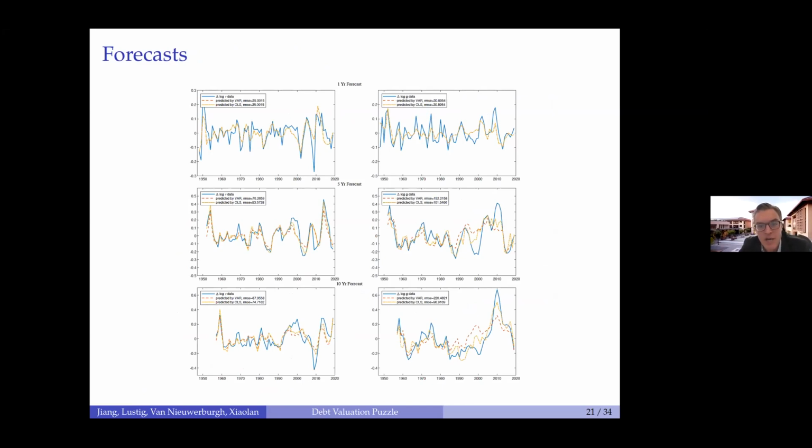What I want to show you here is a plot on the left for delta log tau, and on the right for delta log G, of 1-year, 5-year, and 10-year forecasts. The red dashed line is our VAR. The yellow dotted line is the OLS. So that's the best linear predictor.